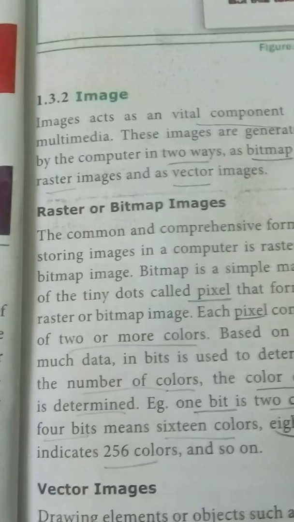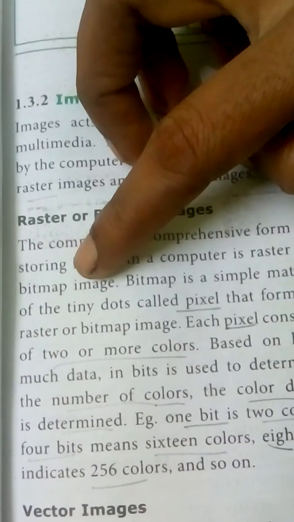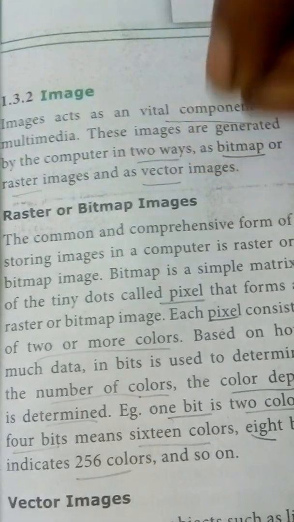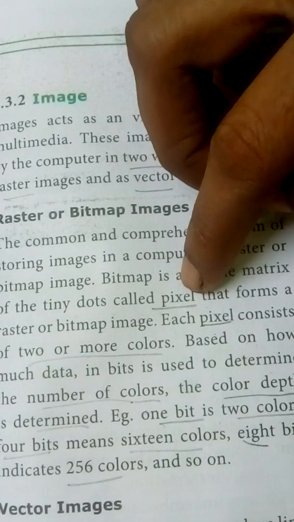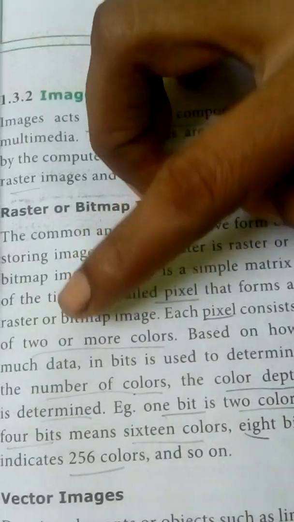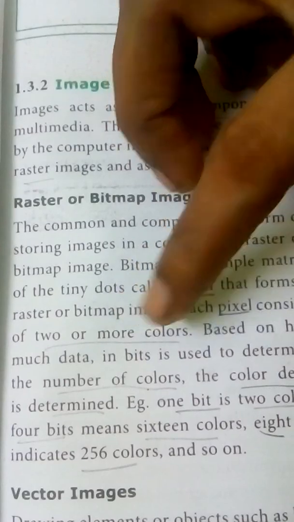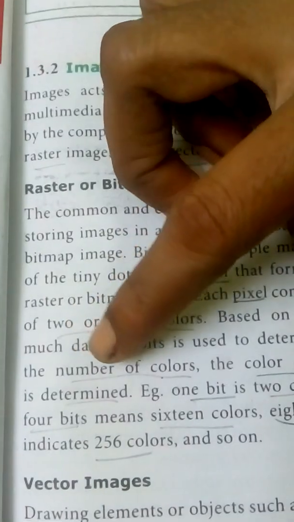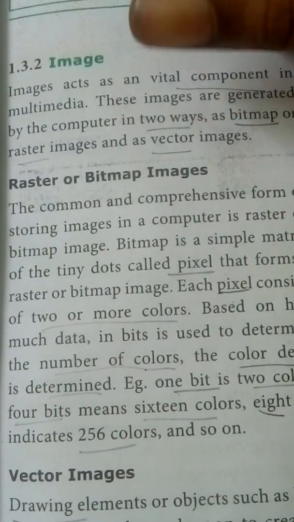When we store an image in a computer, one form is the bitmap image file. A bitmap is a matrix of tiny dots, small dots called pixels. In a raster or bitmap image, each pixel consists of two or more colors. Based on those colors, the number of colors, the color depth, is determined, and that determines the quality of the image.